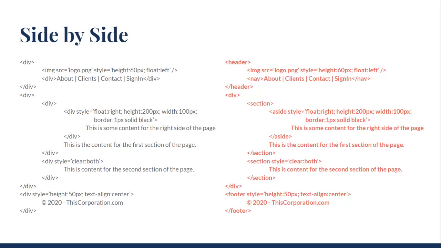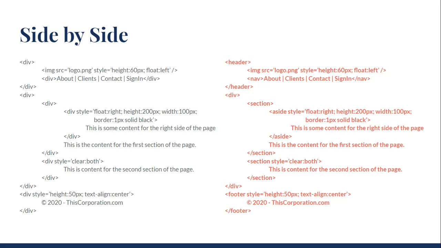So let's take a look at these side by side now. You'll see what it looked like on the left in the old, and you'll see on the right in the red what it looks like in the new. And by using these semantic tags, header, section, aside, footer, nav, and others, we can really make it clearer what our intent is.